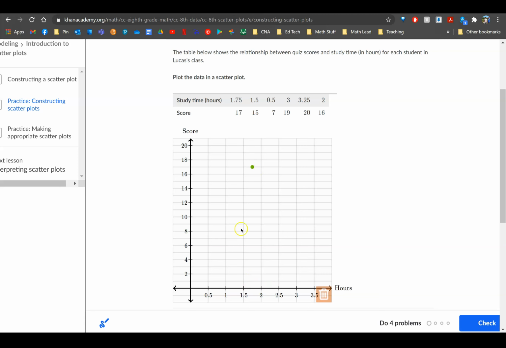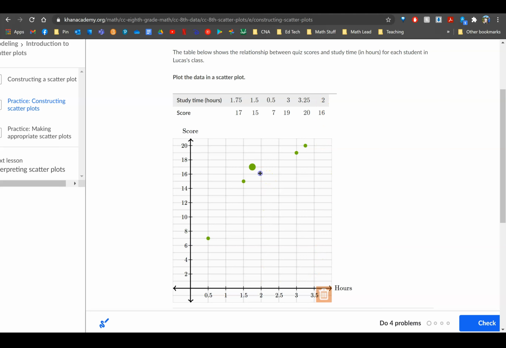So for 1.5 hours, he gets 15. For half an hour, he gets 7. For 3 hours, he gets 19. Just trying to be really careful here. And for 3.25 hours, he gets 20. Come on, put it on the chart. And then for 2 hours, he gets 16.